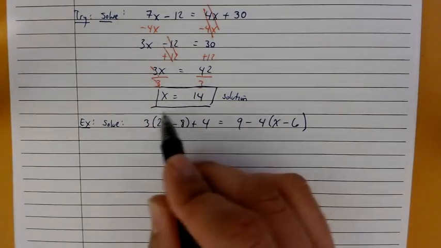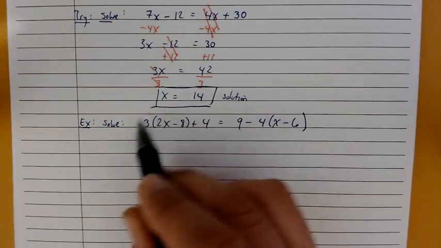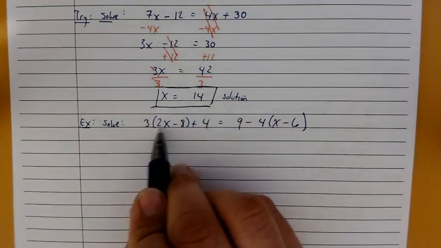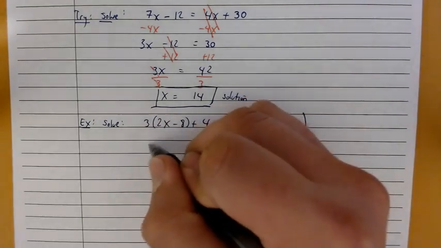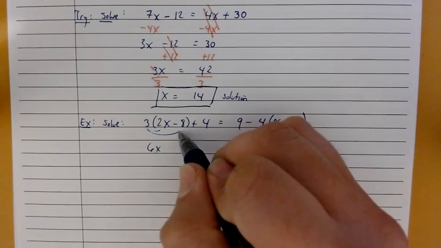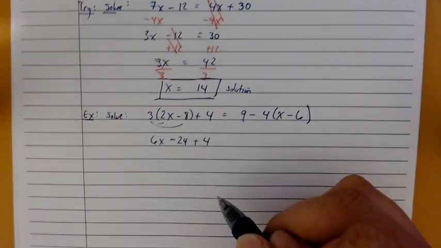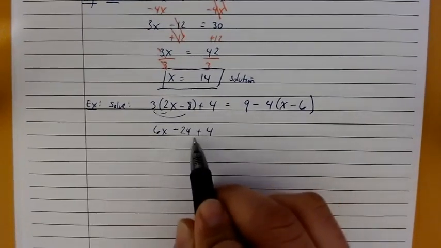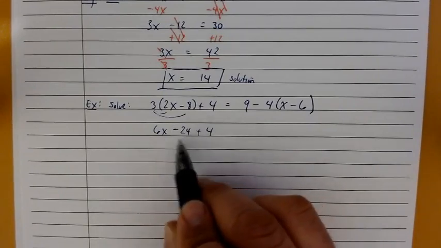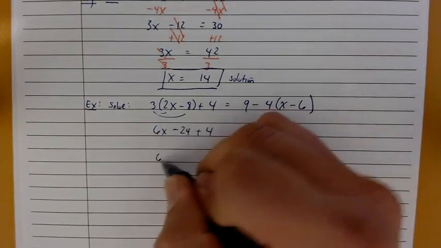Here I have distribution and like terms to combine. Well, just like with any order of operations, the multiplication, in this case the distribution, would go first. 3 times 2x, that's going to give us 6x. And 3 times negative 8 is negative 24. Plus an extra 4 right there. Combining these like terms, you have a negative and a positive. They're going to be subtracted. That's going to give you 20. But then keep the sign of the number with a greater absolute value. So you get negative 20.